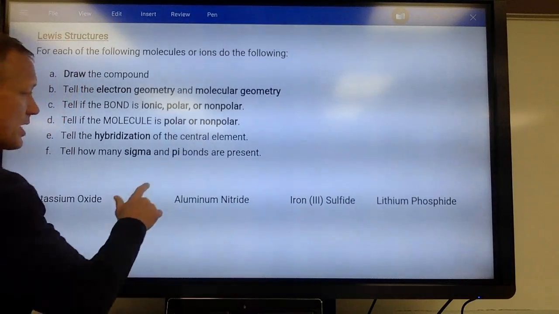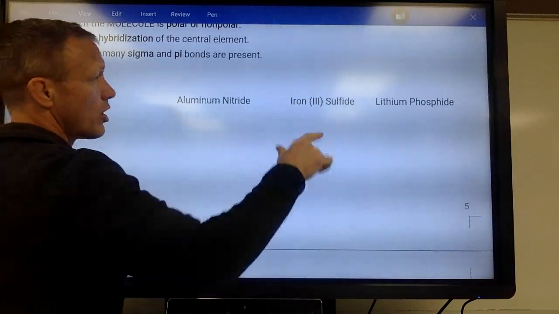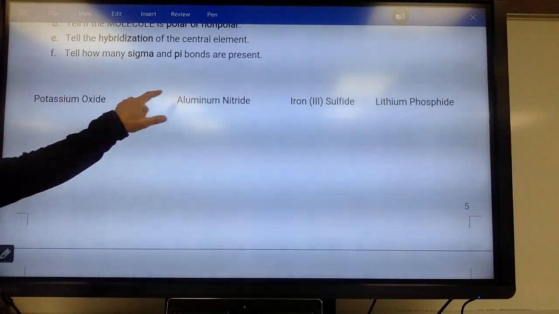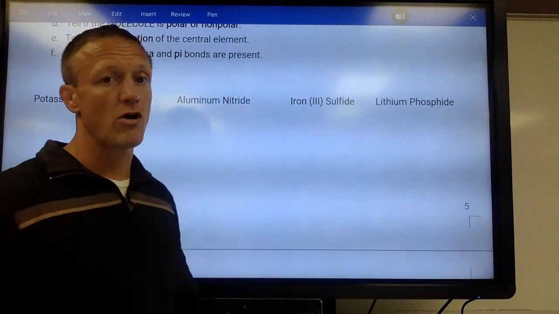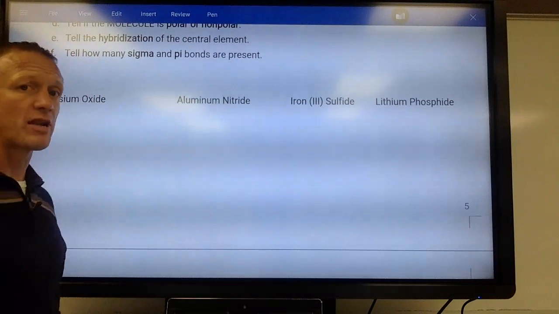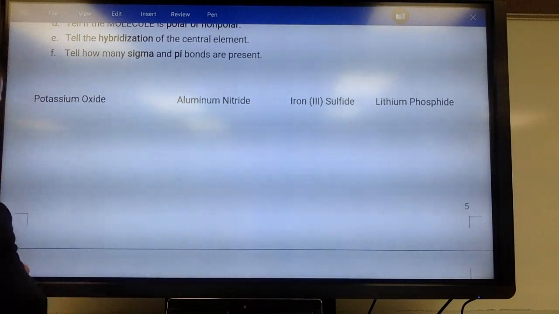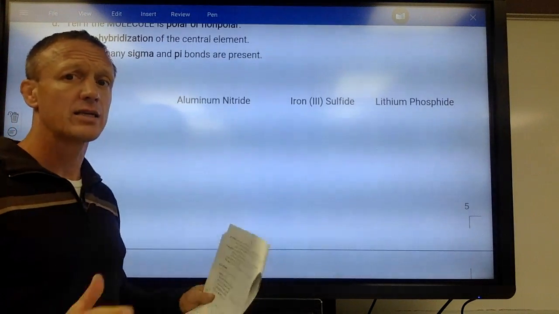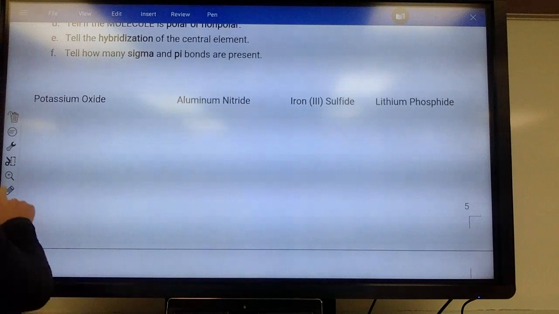So first thing, these compounds are ionic compounds. I know that because it's always a metal with a non-metal. Metal, non-metal, metal, non-metal. So these are all ionic. I draw these a little bit differently than I do covalent compounds. We're trying to draw what's called the Lewis structure. So we're going to do our Lewis dots, draw our bonds in.